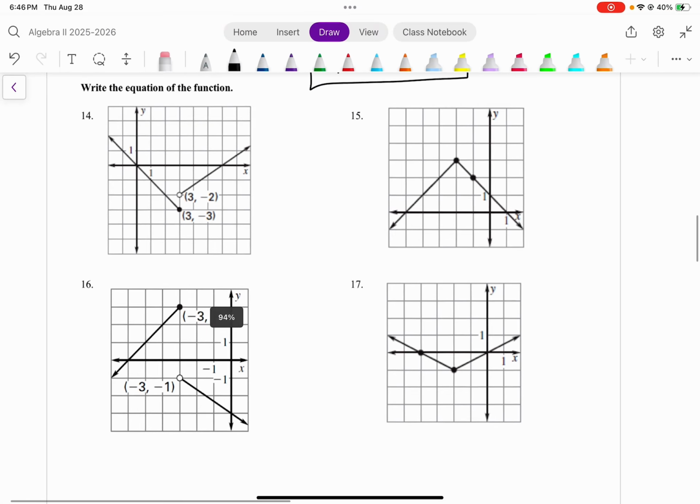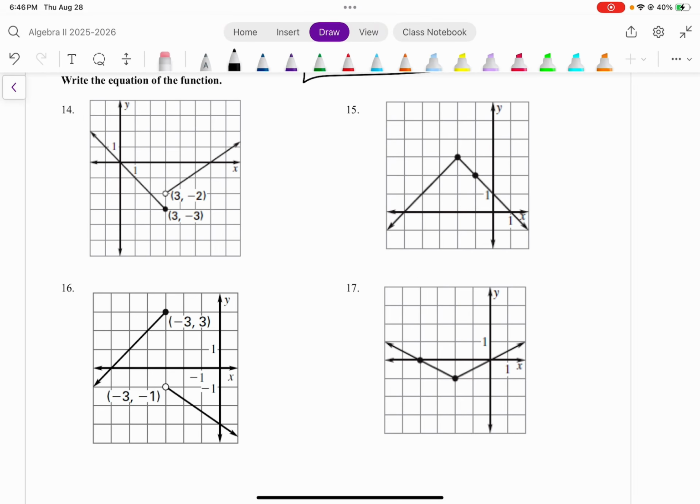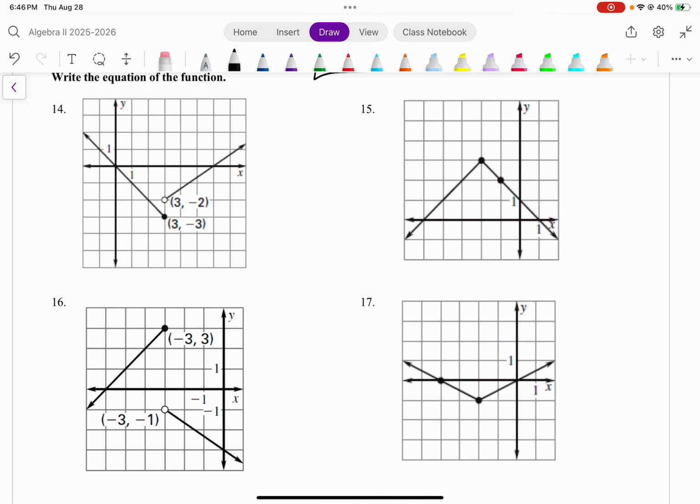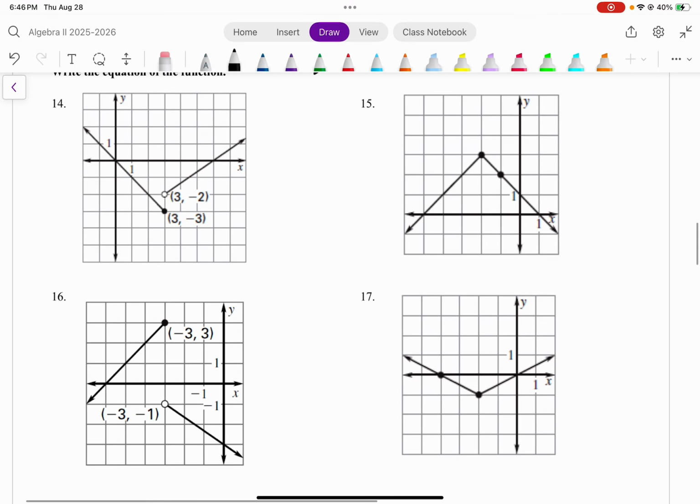Okay, we are going to go ahead and write the equation for the function. In this video, we're going to go over 14 and 16, because those are both piecewise functions. When we write our piecewise function, you need to start with a y equals or an f of x equals. Both are okay.